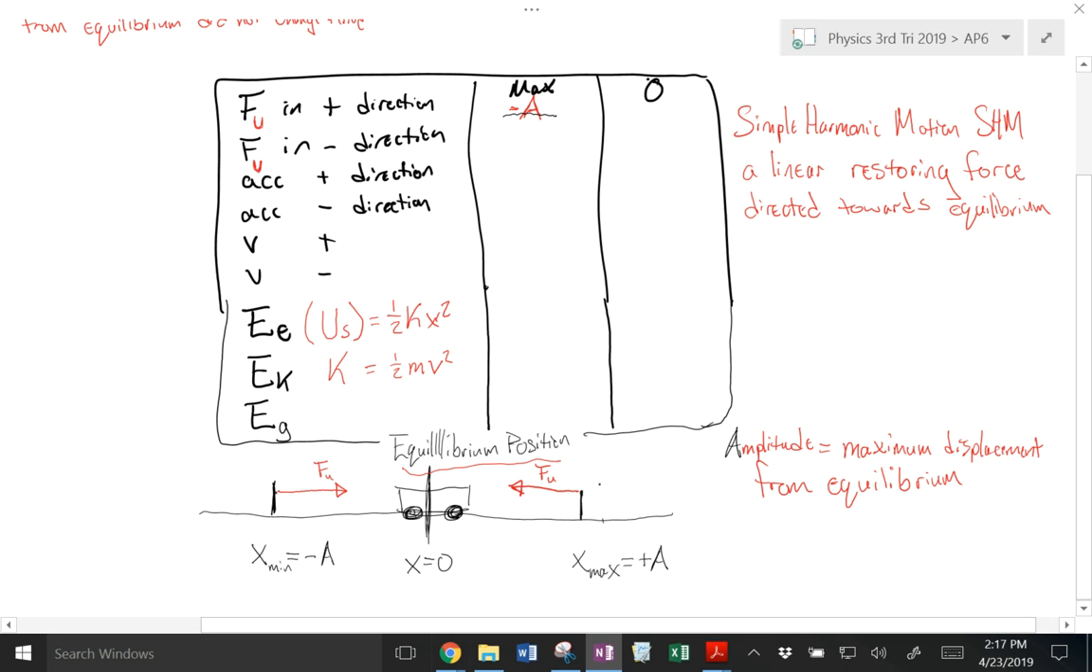All right. So F-net in the negative direction, positive A. When is F-net 0 then? We don't need to pair deck that, right? At x equals 0. All right, different question. Let's talk about acceleration. When is the acceleration, or where is the acceleration at its most positive value? Run that by yourself. Throw it in the pair deck, and then I'll give you a chance to talk to your neighbor about it after that.